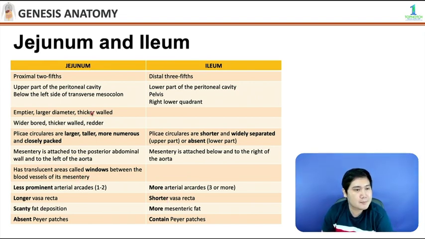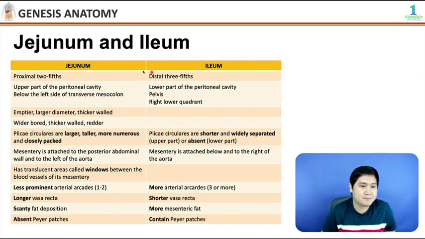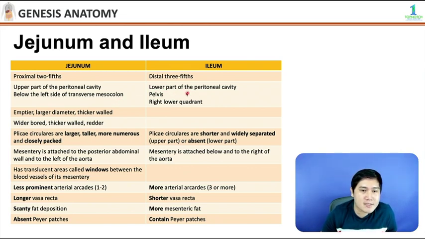Jejunum versus ileum. Your jejunum comprises the proximal 2/5, while your ileum is the distal 3/5. So the ileum is longer. Your jejunum occupies the upper part of the peritoneal cavity, below the left side of the transverse mesocolon, while your ileum occupies the lower part of the peritoneal cavity, pelvis, and right lower quadrant.